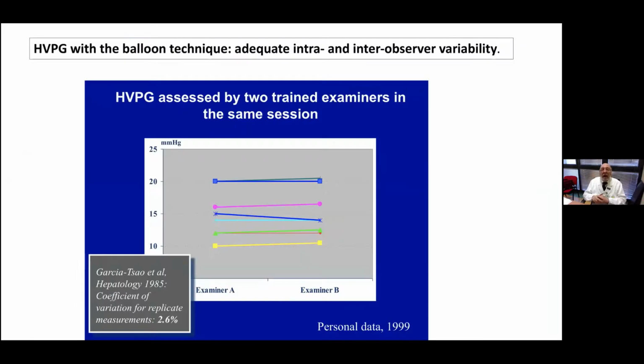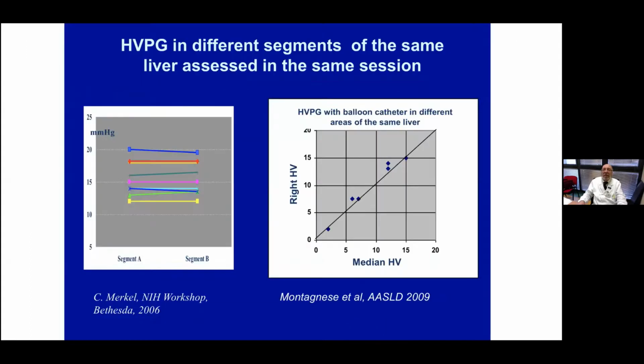Well, a few words about the technical results. HVPG with the balloon technique has an adequate intra- and inter-observer variability. It was shown many years ago. There is also some data, done by us, and the inter- and intra-observer variability is okay. And also, if you measure HVPG in different segments of the same liver, the reproducibility is quite good.